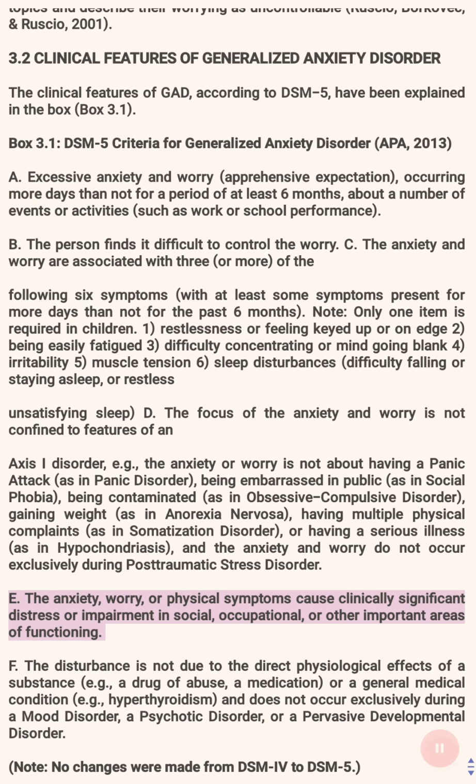E. The anxiety, worry, or physical symptoms cause clinically significant distress or impairment in social, occupational, or other important areas of functioning. F. The disturbance is not due to the direct physiological effects of a substance, example: a drug of abuse, a medication, or a general medical condition, example: hyperthyroidism, and does not occur exclusively during a mood disorder, a psychotic disorder, or a pervasive developmental disorder. Note: no changes were made from DSM-IV to DSM-5.